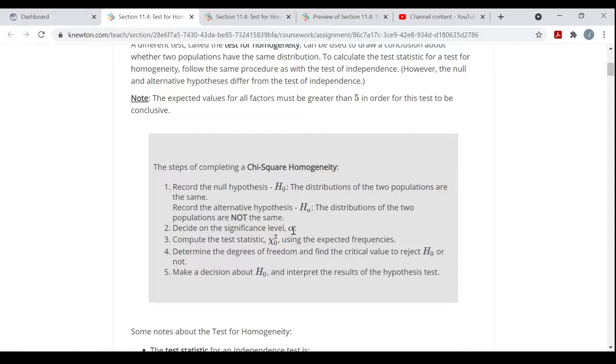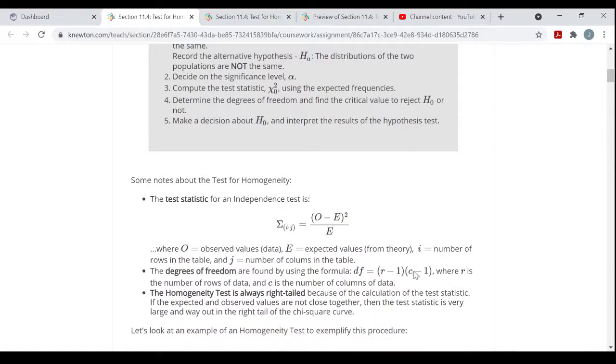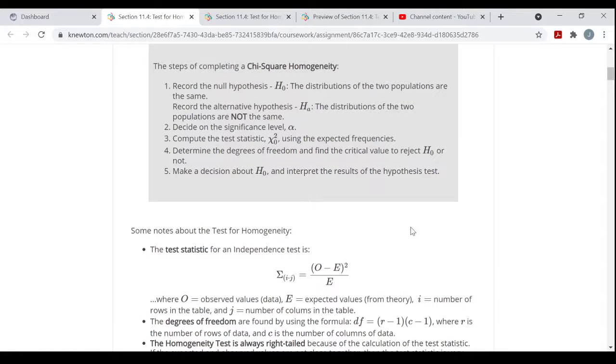You have a significance level alpha. You're going to compute a test statistic, chi-squared sub 0, using the expected frequencies. It's the same way you calculated it for the test for independence, the same exact calculation. Determine the degrees of freedom and find the critical value to reject the null hypothesis or not. Then, after you make that decision about the null hypothesis, state your conclusion: does it seem that the populations are the same or not the same? The degrees of freedom is the same. Everything's the same. Really, the only thing that's different is your hypotheses, the statements being tested here.